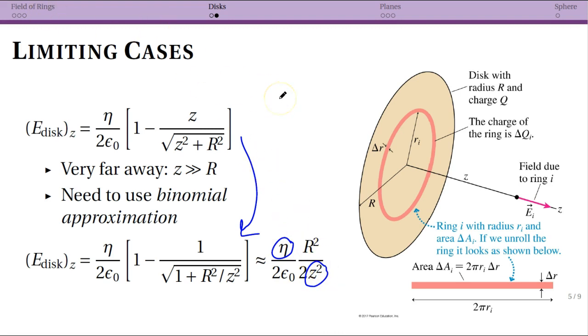Now, the other question you could ask is, what if we make r go to infinity? What if we're very close to the center of the disk? And again, this is a case where we can do that, but we don't know what we expect. So we're going to do that in the next video, which is going to be looking at the field from an infinite plane, which would be the opposite limiting case.